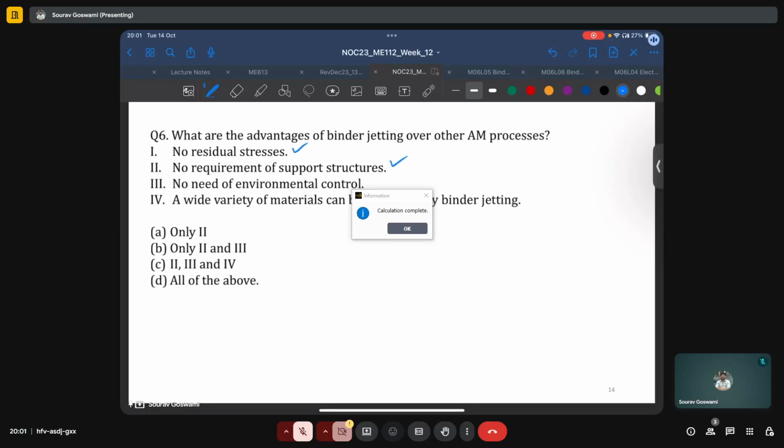There is no need of environmental control, which is something we just discussed in the previous question. And then perhaps the greatest strength of binder jetting is that it can be used to process a very wide variety of materials. It can process almost any material ranging from metals to ceramics to polymers. So that would cover almost all the engineering materials. And then it can even process combinations of them into multi-materials, while also controlling the local composition in the form of functionally graded materials. And so all of these four statements are correct. Thus, all of the above is the correct option to be chosen.